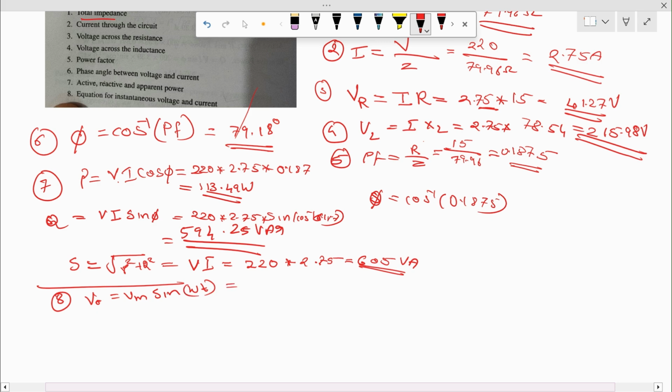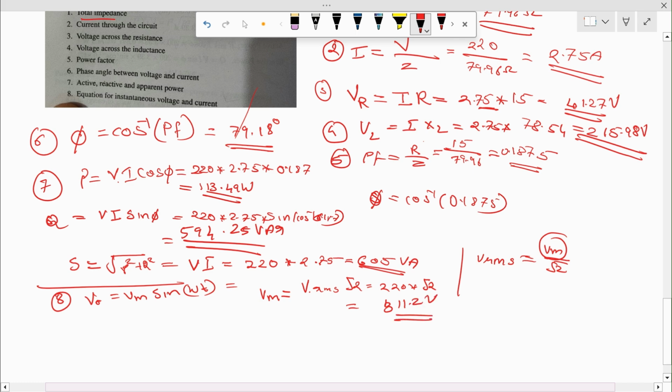So to get Vm, the maximum voltage, from the RMS voltage, what is the definition of RMS voltage in AC? Vrms is equal to Vm by root 2. So Vm is Vrms into root 2. Here 220 into root 2, which is 311.2 volt. So it's the Vm.